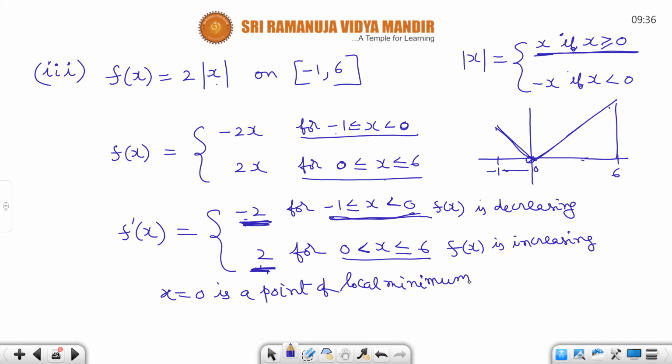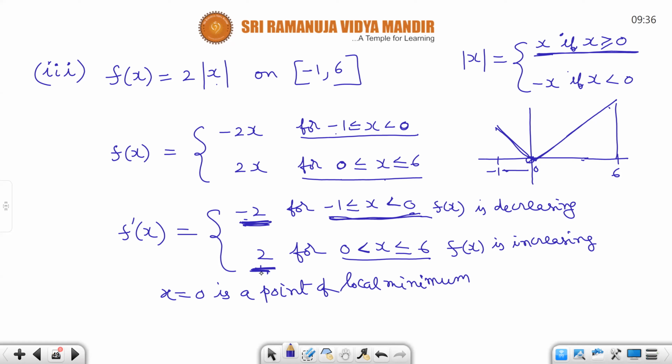See, the theorem states that if the function is differentiable, then at a local minimum or local maximum value, the derivative will be 0. Here the function is not differentiable. Mod x function is not differentiable, so the derivative does not exist at x equal to 0. At x equal to 0 there is a local minimum value, but the derivative does not exist because the function is not differentiable.